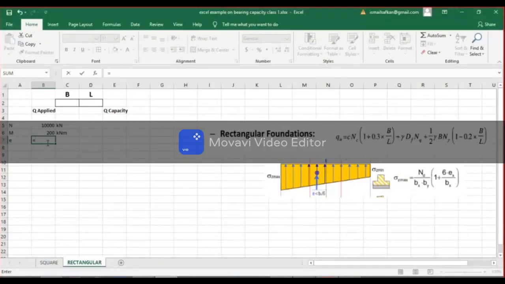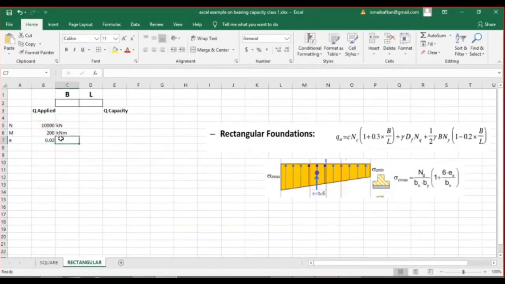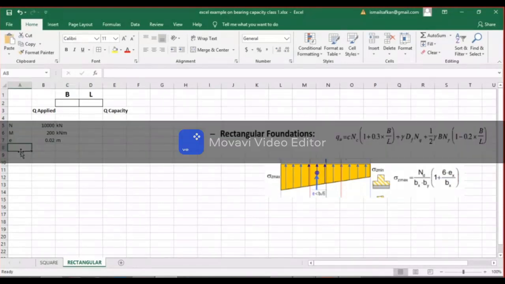Okay, so if you say equal, it means you started a formula. Remember what was the eccentricity? Moment, I click on moment, division with the actual force. And the unit of that will be meters. What else I need on the applied side?